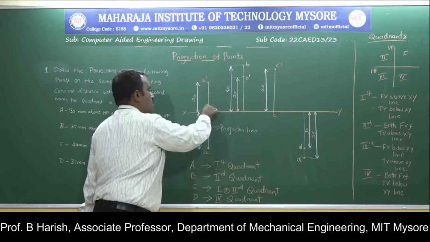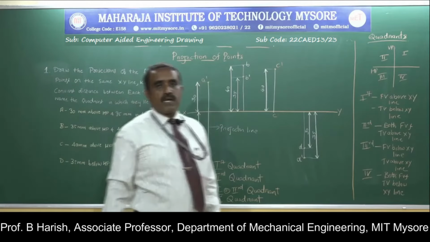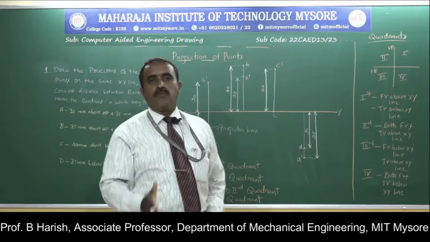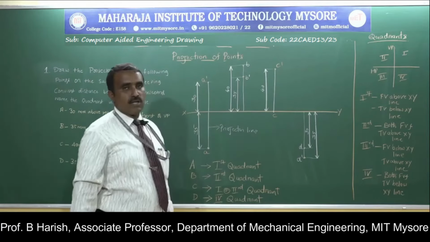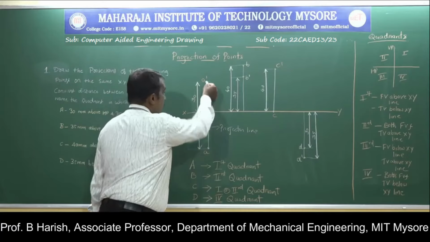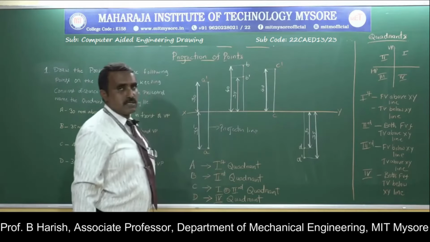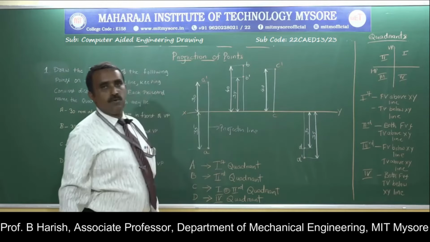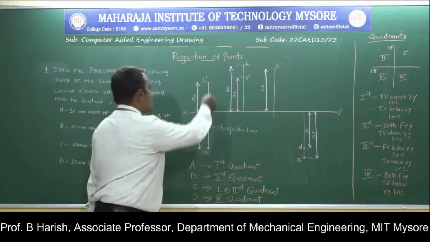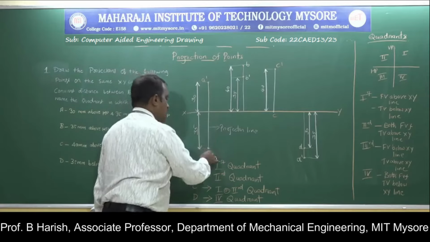So measure a distance of 30 mm above. One more thing to note is that the front view and top view will always be in line when you draw the projections. From here you measure 30, then below it you measure a distance of 35 mm. Draw the point position there. So these are the projections of point A, here and here.